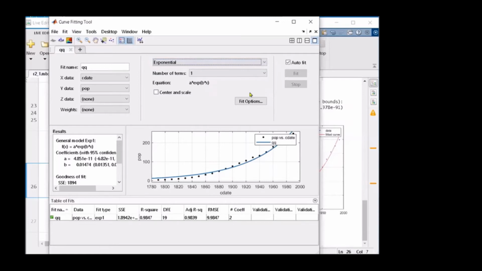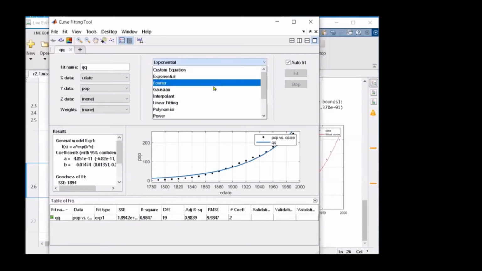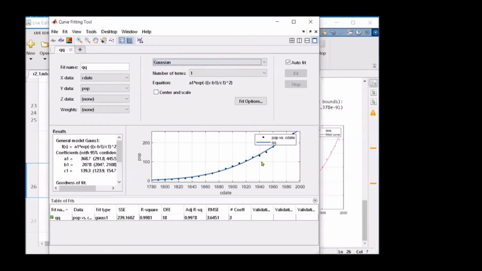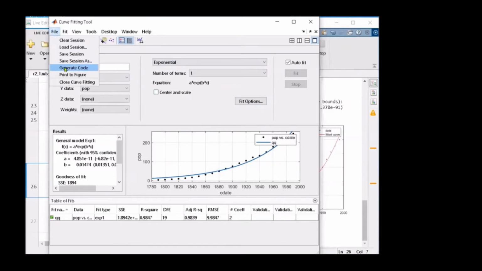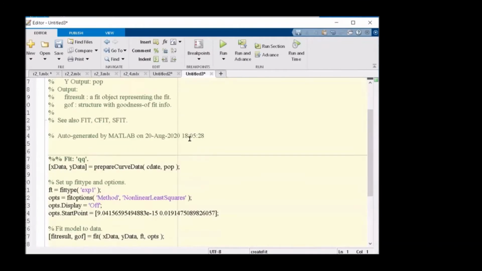The result immediately we can see. When I choose something else, let's take Gaussian, for example, this is another result of fitting. But we need this exponential, here is the result. Now I need to repeat everything that the fitting toolbox did with this graphic interface. I would like to have it in my Matlab file. How can I do it? I go to File and ask to generate code.